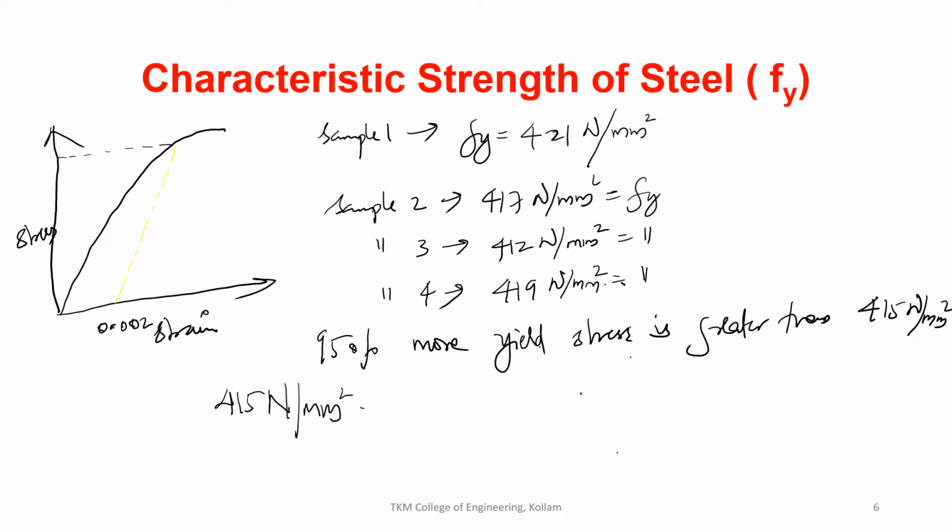That is, 95% of the samples should have a yield stress greater than 450 Newton per mm square. Then I could say that the characteristic strength of the steel is 450 Newton per mm square. And this stress strain curve for mild steel and HYSD bars, you will study in the upcoming classes. Okay, fine.